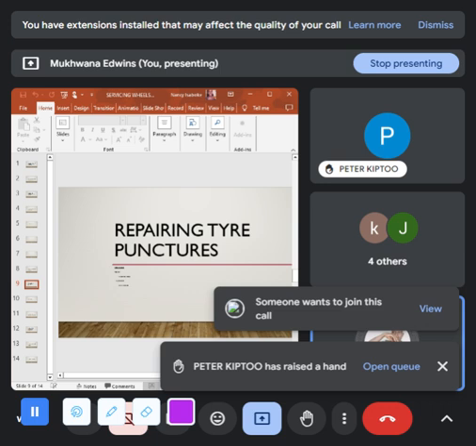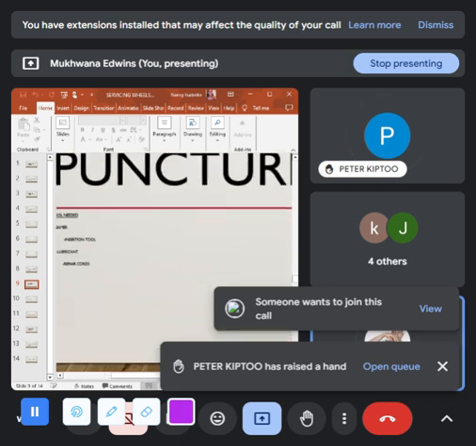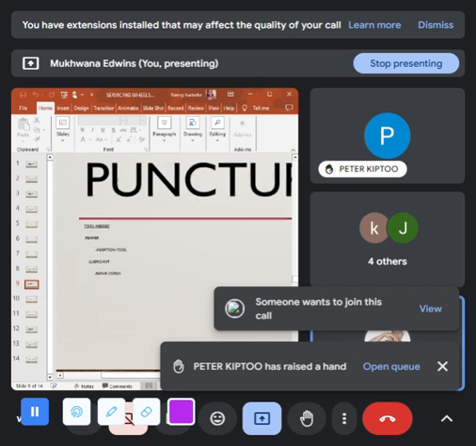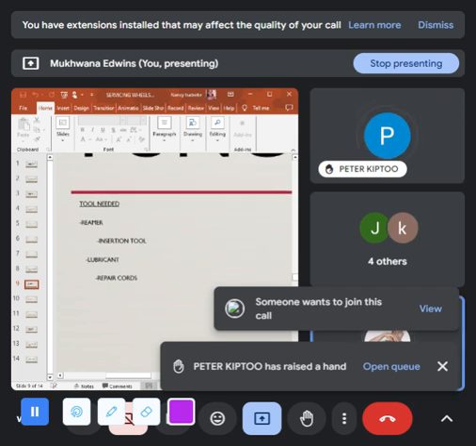Now that everyone knows how to identify the tire that has a puncture, let us see how we can repair these tires. Now we want to repair these tires. Who can tell us some of the tools that we normally use to repair these tires? Some of the tools that we'll use. Yes, Peter.